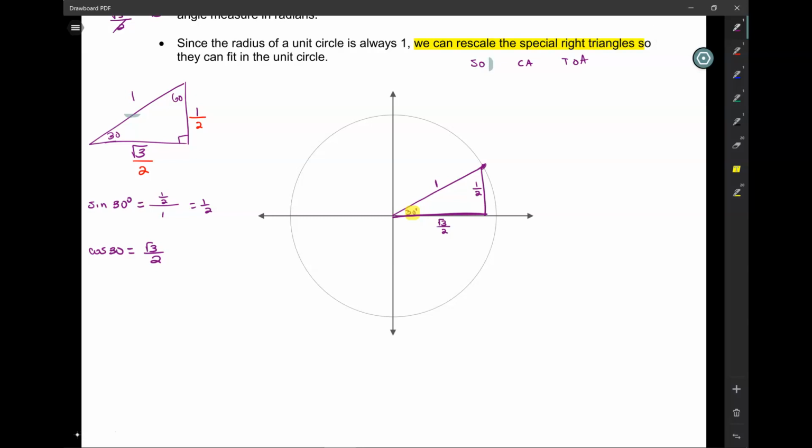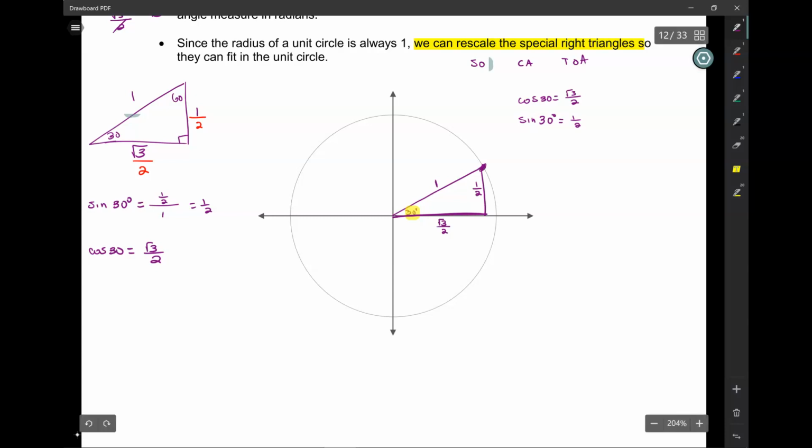So looking at 30 degrees here on the unit circle, what's sine of 30 degrees? 1/2, because it's the opposite side. What's cosine of 30 degrees? Root 3 over 2, because that's the adjacent side. Now, one more thing.